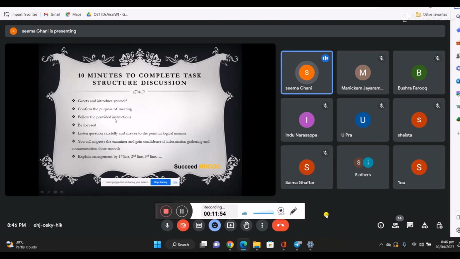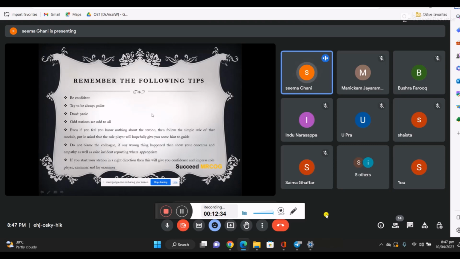Then you have to follow the provided instructions. Be focused on whatever questions are asked by your examiner. Your answer should be very concise and to the point. Listen to your question carefully and answer to the point in a logical manner. That's how you can impress your examiner and gain confidence. Once the question is asked about management, it's very important that you explain your management in a logical sequence: first line management is this, second line is this, third line is this. According to the guideline, we have to offer the treatment.